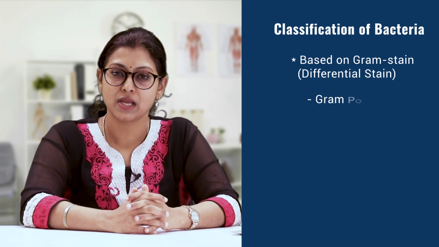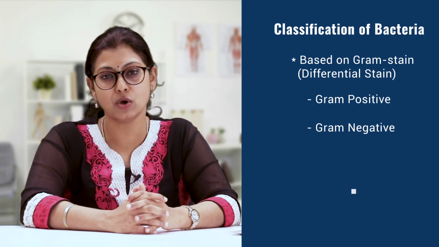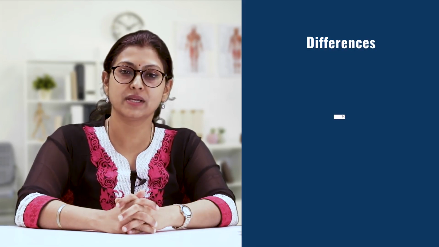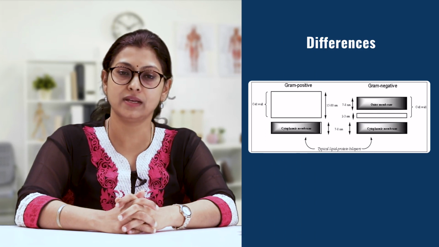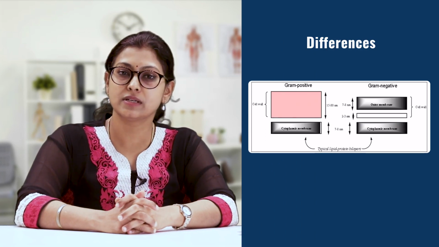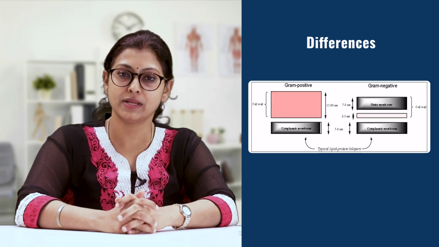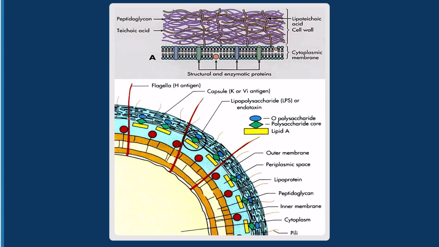So the easiest way of classifying a bacteria is based on the gram stain, gram positive and gram negative, depending on the primary and the secondary stain. The basic difference between a gram-positive and a gram-negative bacteria is the thickness of the peptidoglycan layer. The peptidoglycan layer is much thicker in the gram-positive bacteria as compared to gram-negative. In the gram-negative bacteria, there is presence of an outer membrane beyond the peptidoglycan layer. The outer membrane consists of lipid and polysaccharide, which forms the endotoxin, and also the porin channel through which all the nutrition as well as the entry of the antibiotics happens for the bacteria.